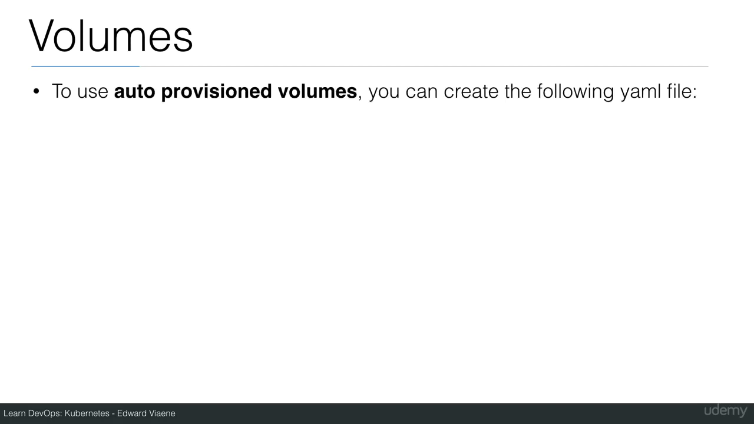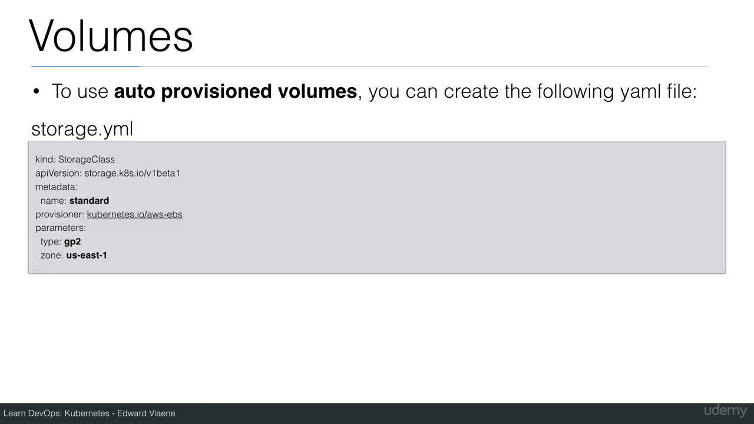To use the auto-provisioned volumes, you can create the following YAML file. It's very simple. The kind is storage class. The API version refers to a beta. The name that I give to my storage class is standard, but you can use any name. The provisioner is going to be AWS EBS, so it's going to provision EBS volumes for us. Then we have EBS specific parameters like type and zone. Type is gp2, the zone is us-east-1.